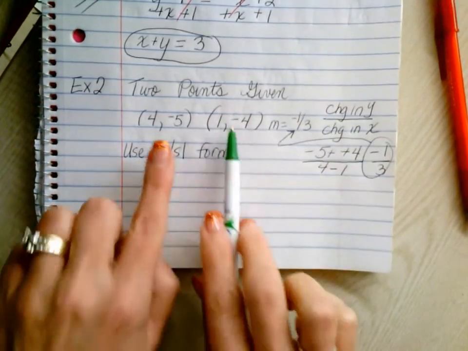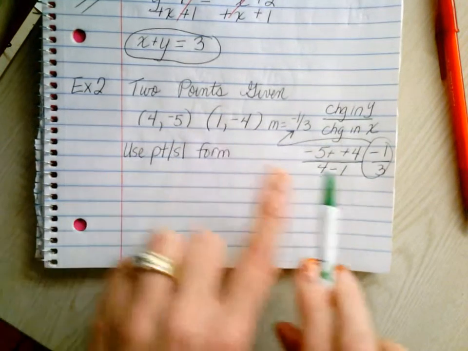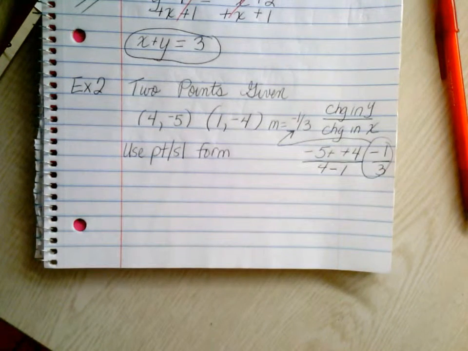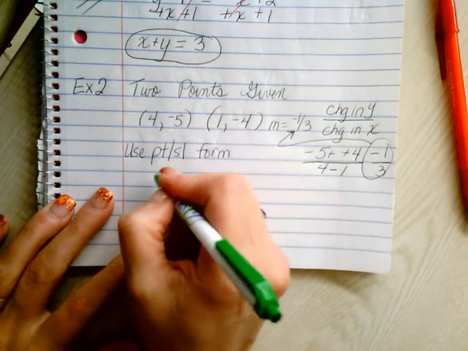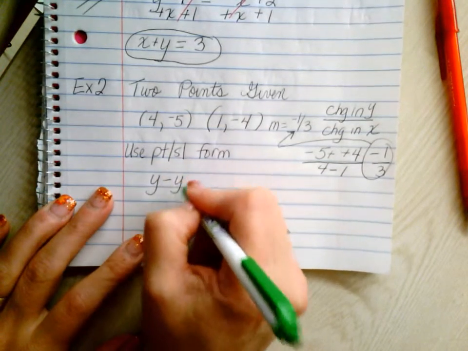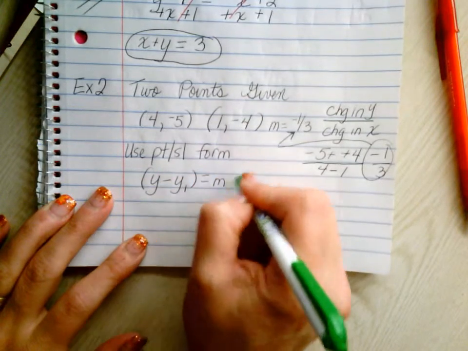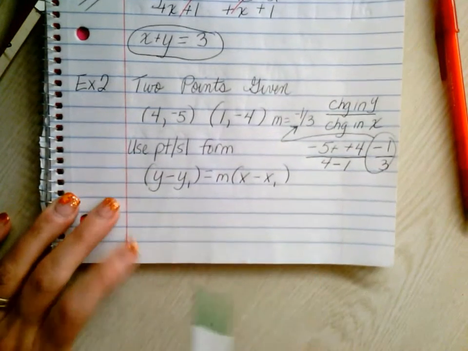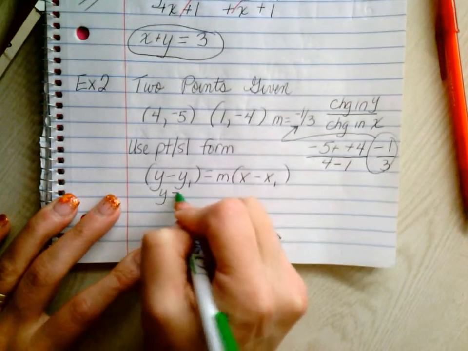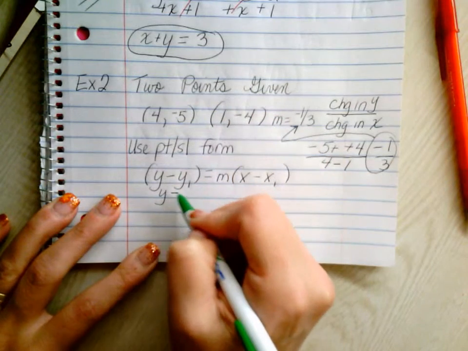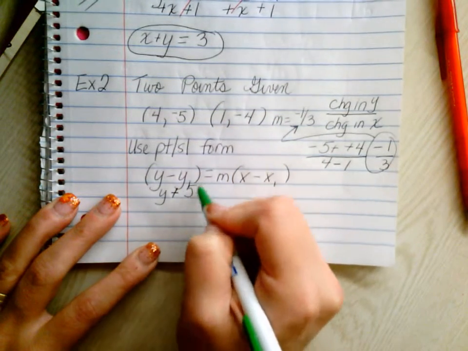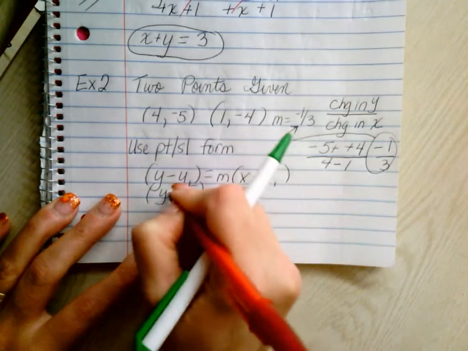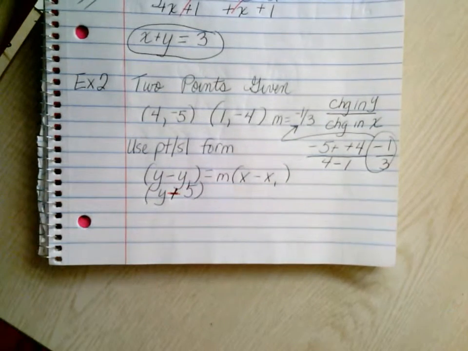Plugging in whichever pair of digits that you like and using the slope that you've been given. You guys want to do 4, -5 or 1, -4? 4, -5, thank you. So the formula starts out as y minus y1 equaling slope times x minus x1. All right? So y minus, what is this, a -5? So that makes it a plus. Right? Y minus a negative makes it a plus.